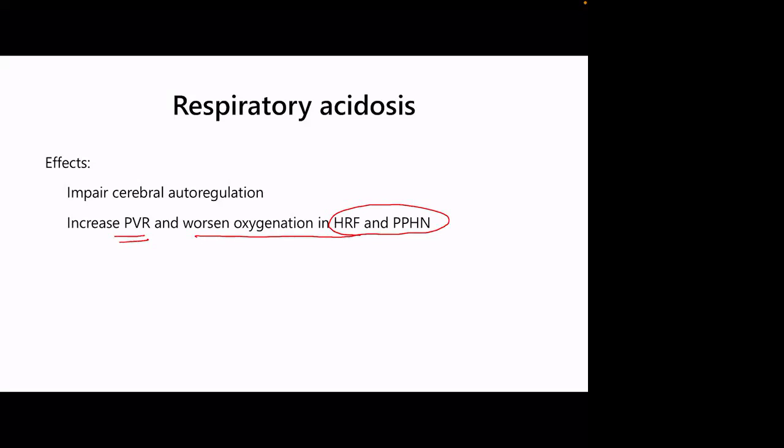So respiratory acidosis can have a worsening effect in hypoxic respiratory failure by increasing the pulmonary vascular resistance through acidosis.